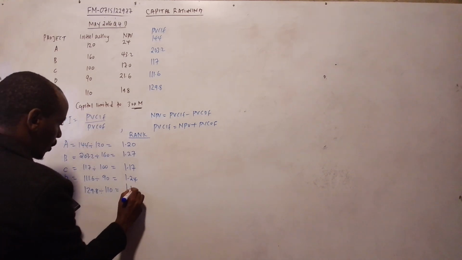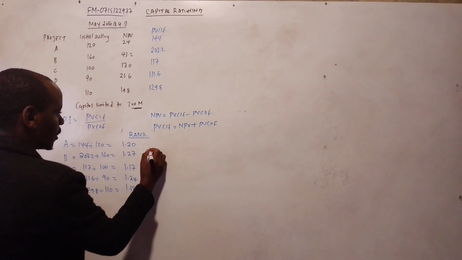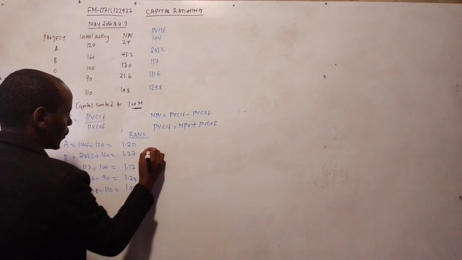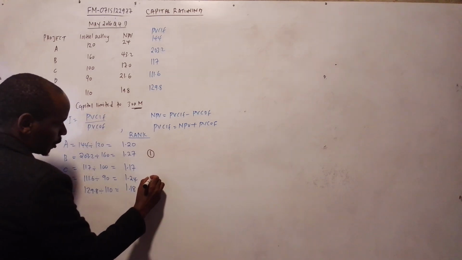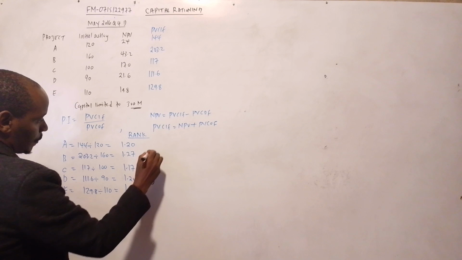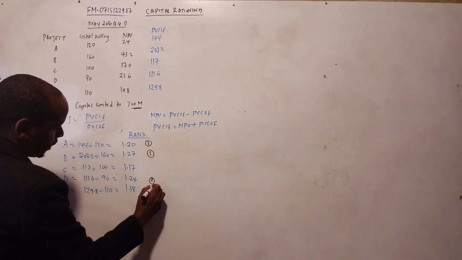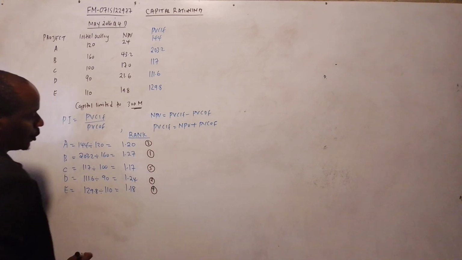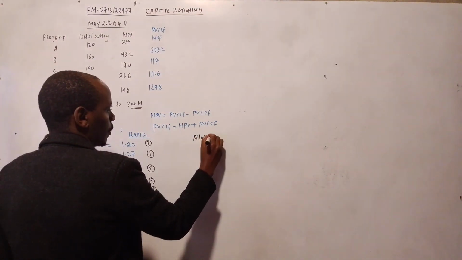So we rank accordingly. The higher the PI, the better the project. So the first one, the highest, is rank number 1. This is the first project we need to consider. Then this one is the second, and the third is number 4, then number 5. Now let us allocate. So having done that, now allocation of funds.